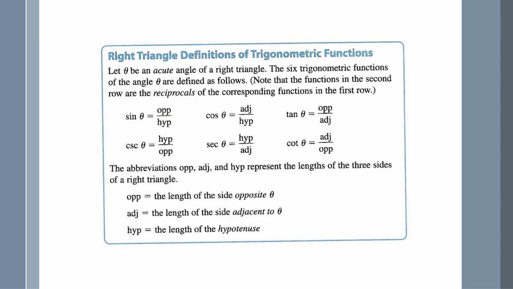We know cosine is adjacent over the hypotenuse. Well, its inverse, secant, is going to be hypotenuse over the adjacent. Tangent is going to be opposite over the adjacent, but its inverse, cotangent, is the adjacent over the opposite.